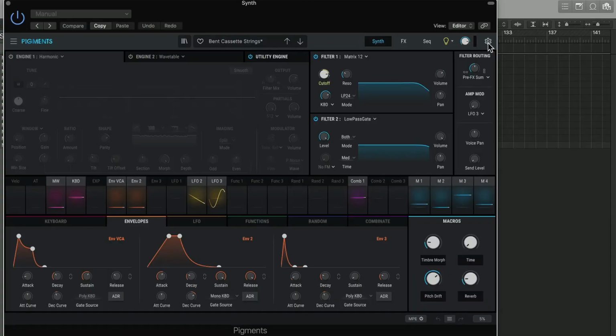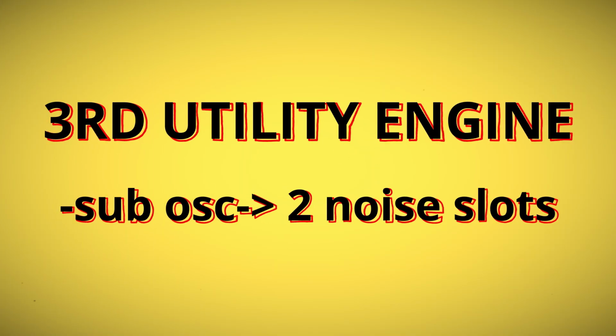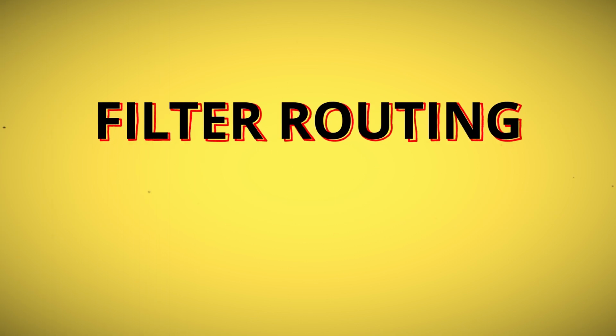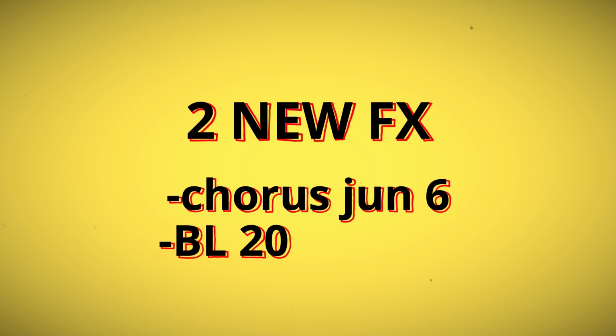There's a lot going on here, and I've sort of just thrown it at you all at once. So let me recap some of Pigments 3.0's new features. If there's anything about the synth that you're unsure about, or just synthesis in general, there's a tutorial section in the synth. There's one new additional engine, the Harmonic Engine, for even more sonic possibilities. There's also a 3rd utility engine, a sub-oscillator which includes 2 additional slots for adding straight up noise to your waves, new and improved filter routing, as well as a new Jupiter 8 V4 low pass filter. 2 new effects, Chorus Jun-6, as well as BL20 Flanger. Arturia also offers those effects as individual plugins, which I've covered.